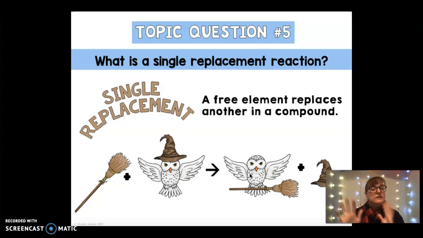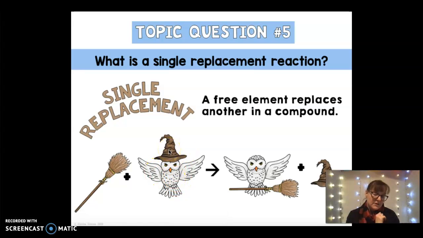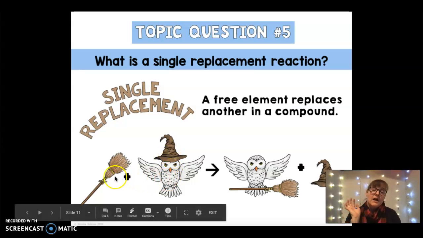Now we get into a little bit harder ones. So single replacement means you're going to start with an element and a compound on one side of your equation, and on the other side of the equation you're going to have a new element and a new compound. So in here they're showing it with a broom, an owl, and a hat. I kind of like Harry Potter, so I like to think this is Hedwig, the broom, and the sorting hat.